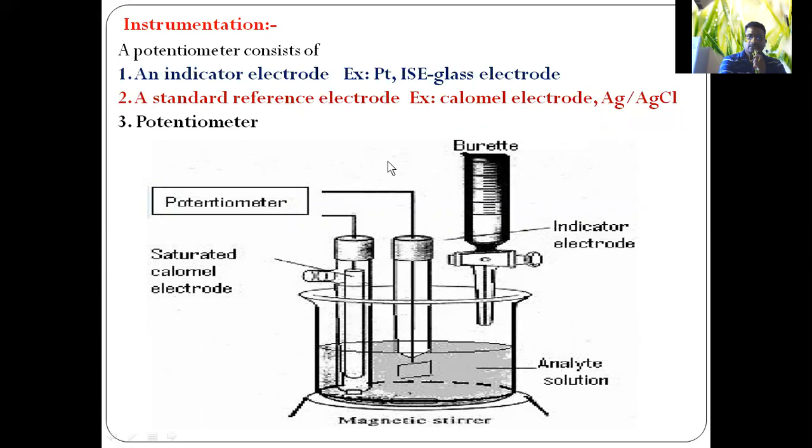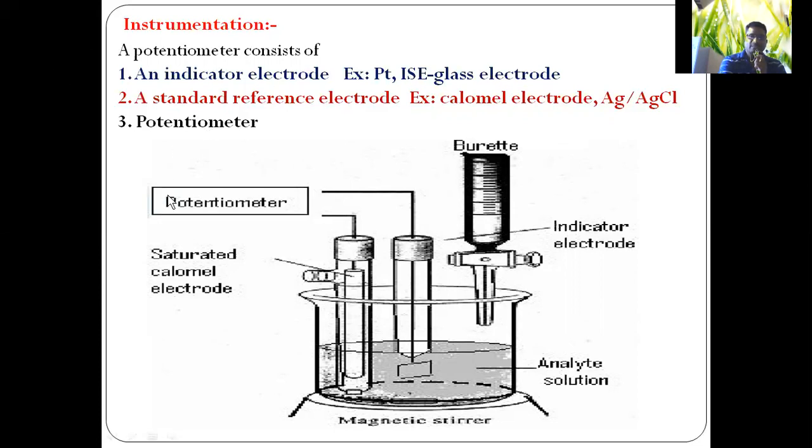Generally we use platinum electrode or ion selective electrode, that is glass electrode, as an indicator electrode. Indicator electrode means one which responds to the ions of the analyte solution, whose amount is to be determined. Next, a standard reference electrode, that is calomel electrode, obviously we use, or silver chloride electrode we use as reference electrode to maintain the potential constant during the course of titration.